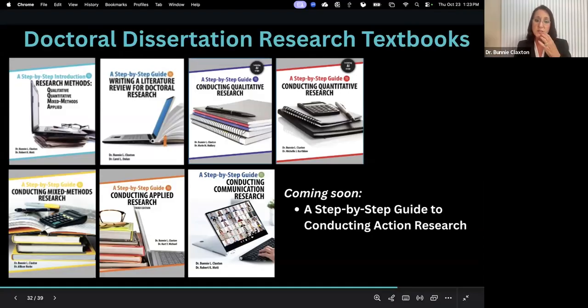Now, here you can see these are textbooks that I've written. The first one is a step-by-step introduction to research methods. This one's meant to teach the doctoral candidates a little bit about qualitative, a little bit about quantitative, a little bit about mixed methods, and a little bit about applied research. That way they know, based on the research topic they are interested in, which method would be the best way for them to collect data. So they use that textbook first.